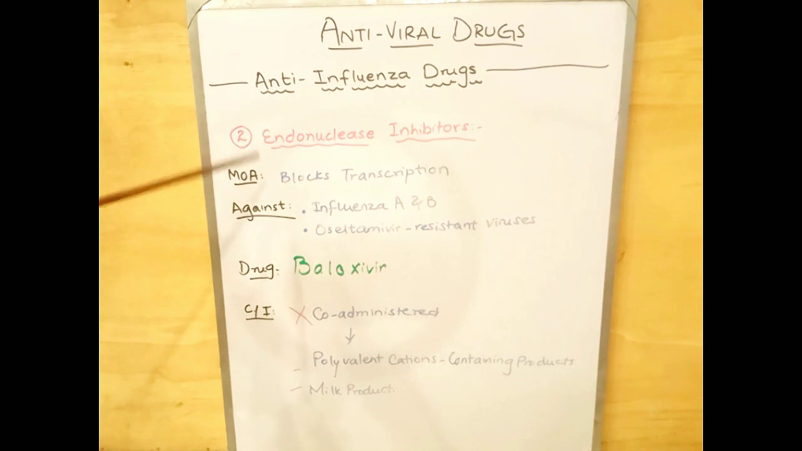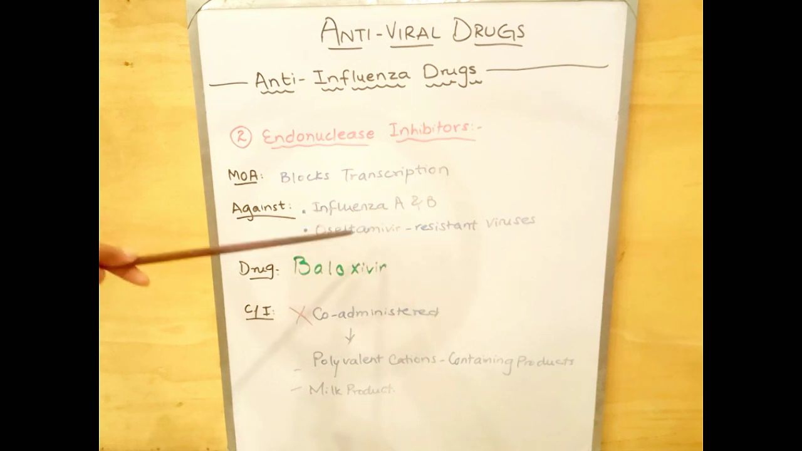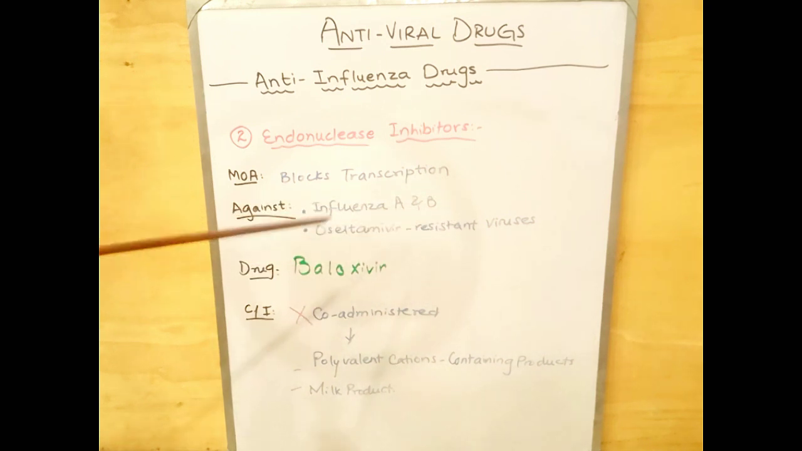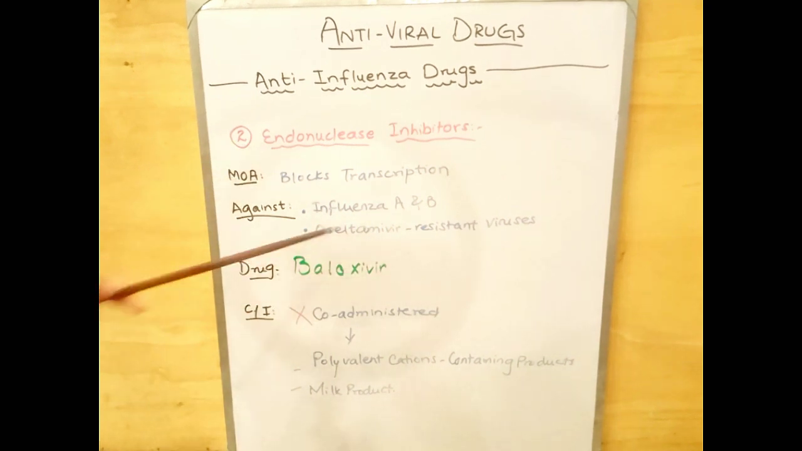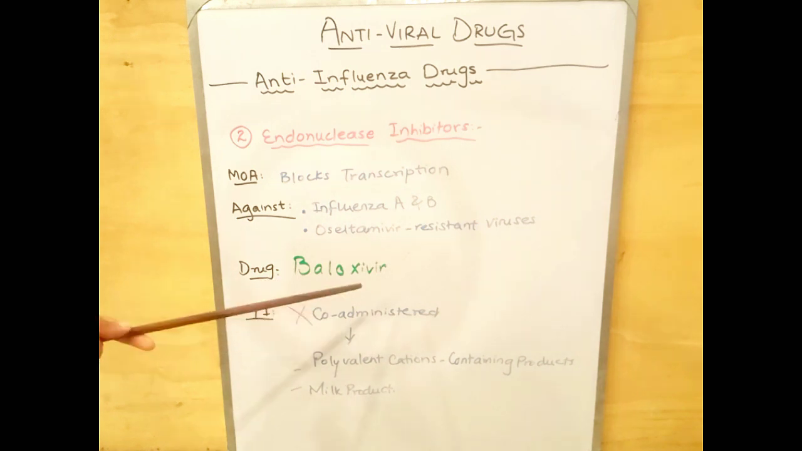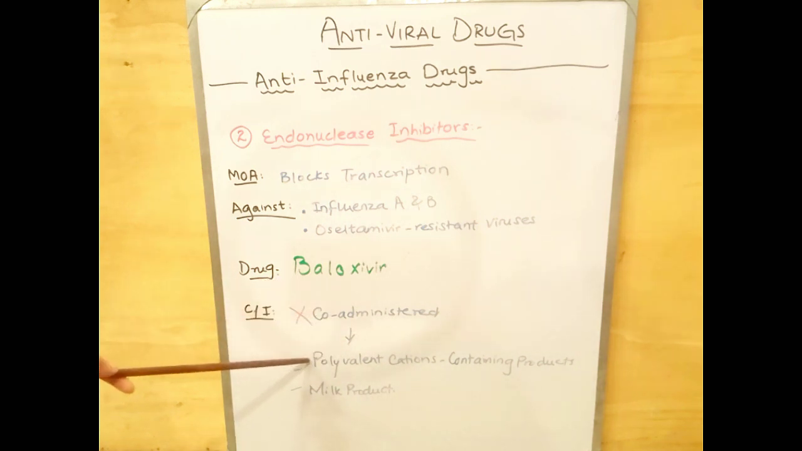Now our next class of drug is the endonuclease inhibitors. They basically block the transcription and they are against influenza A and B. They can inhibit the oseltamivir resistant viruses. The drug in this category is only one. Here we have baloxavir. This is the only drug. Now the contraindication is that it shouldn't be co-administered with polyvalent cation containing products and milk products.